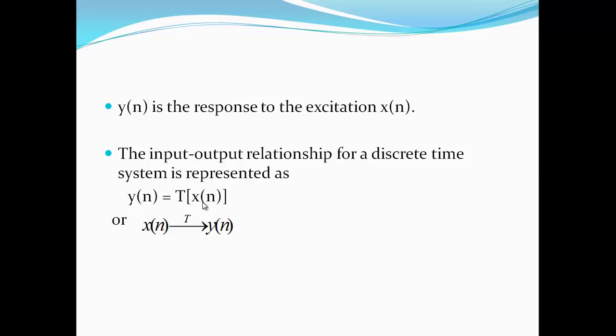For example, you have a juicer, fine. You add oranges to that, and you want an orange juice, right? So here x of n is the oranges, and the juice is the y of n. And what happens in the mixer is the transformation. So T represents the transformation, this is the best example I could give. So x of n is the input. When you transform it, you get the y of n, or the response. This is the excitation. Clear?